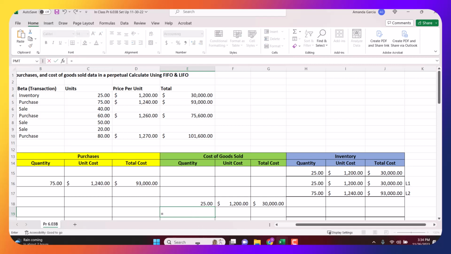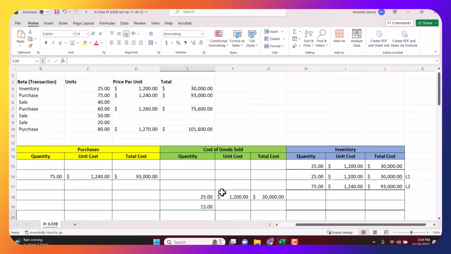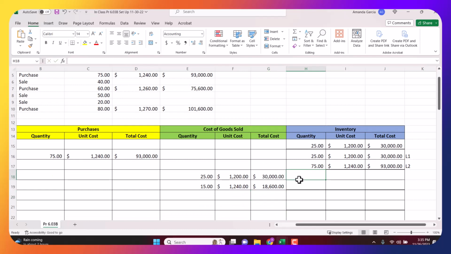And then how many do we have left? How many are we taking from layer 2? Well, we sold 40 and we sold 25 of them from layer 1, so 40 minus 25 equals 15 units. What are we selling them at? This price. We're in layer 2, $1,240 a unit. That's our cost. So we're taking 15 units at $1,240, and that's $18,600. Do we have any of layer 1 left? No, we used it all.